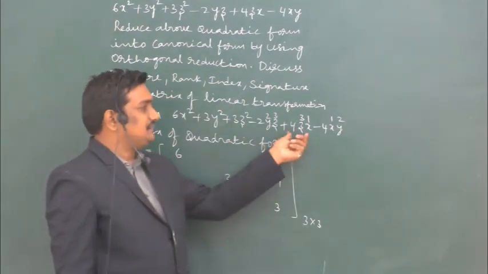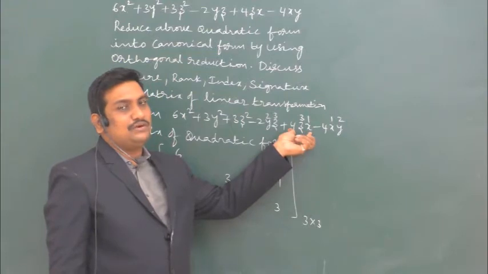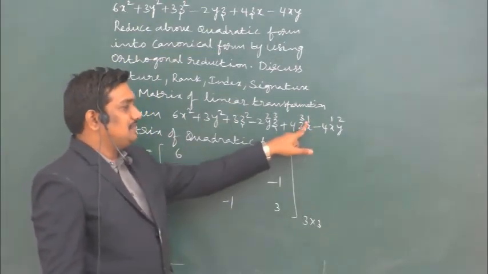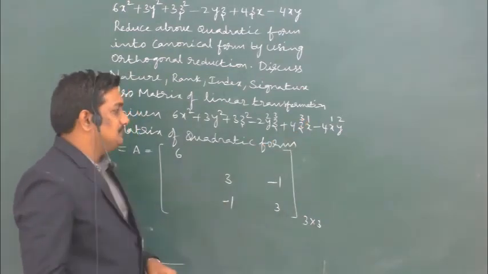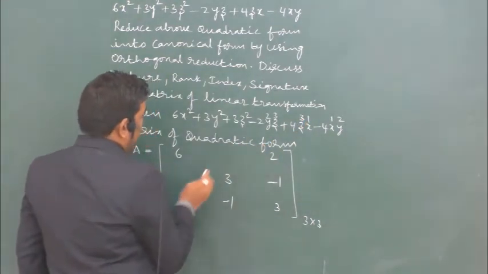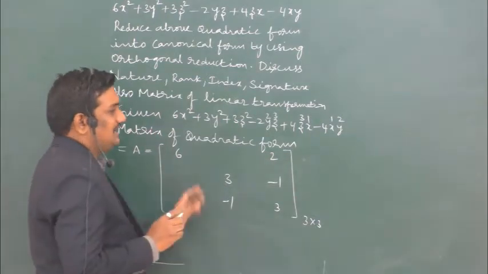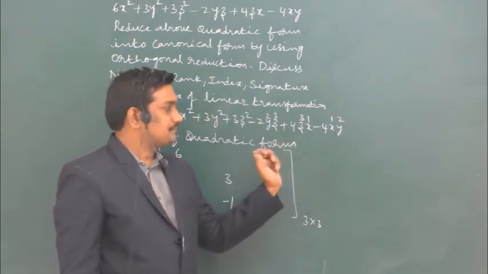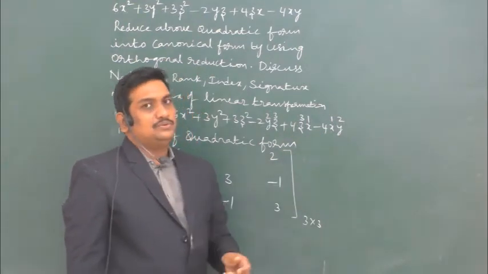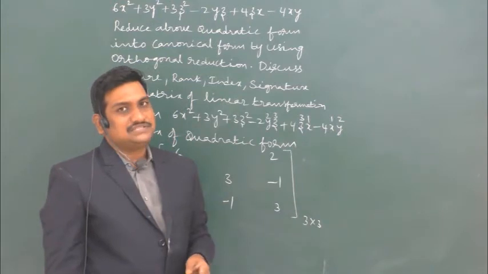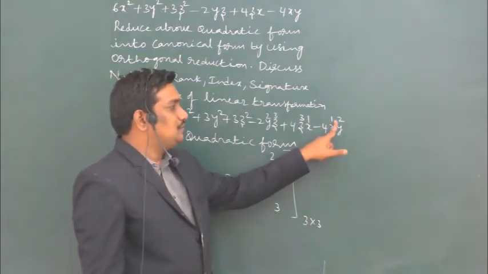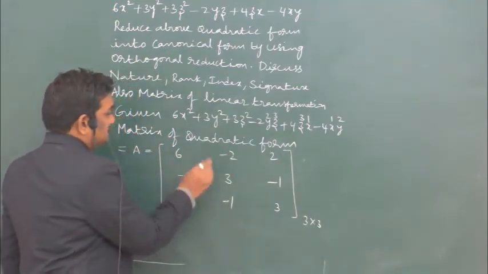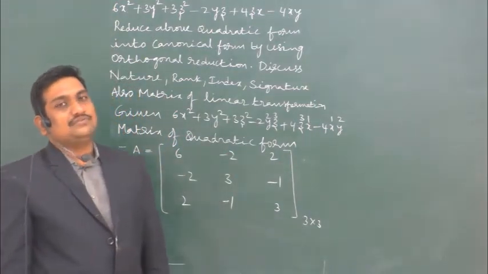Now take the next term, it is 4xz, the coefficient is 4 divided by 2, it is 2. Now place 2 in the 3,1 position and the 1,3 position. Now the other one is -4xy, the coefficient is -4 divided by 2, it is -2. Place -2 in the 1,2 position and the 2,1 position. So it is called the matrix of the quadratic form.